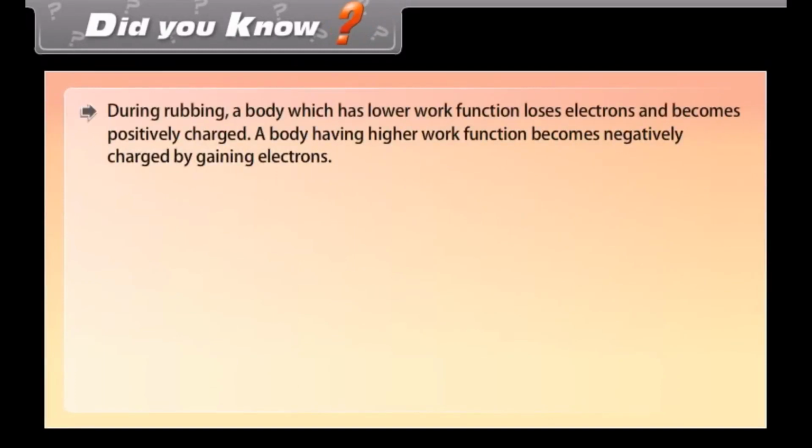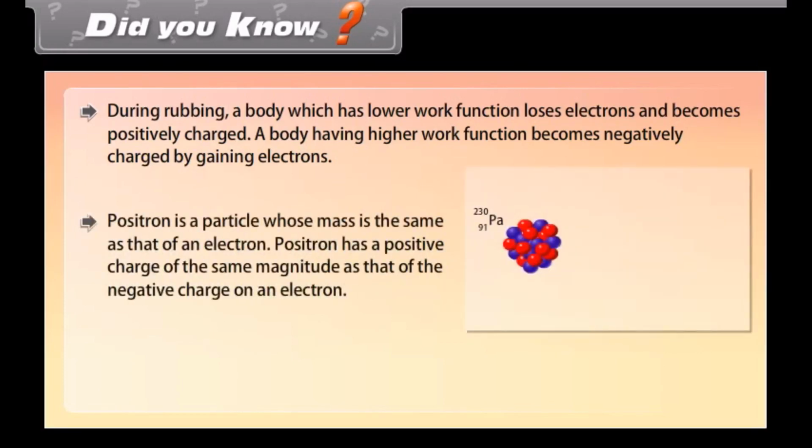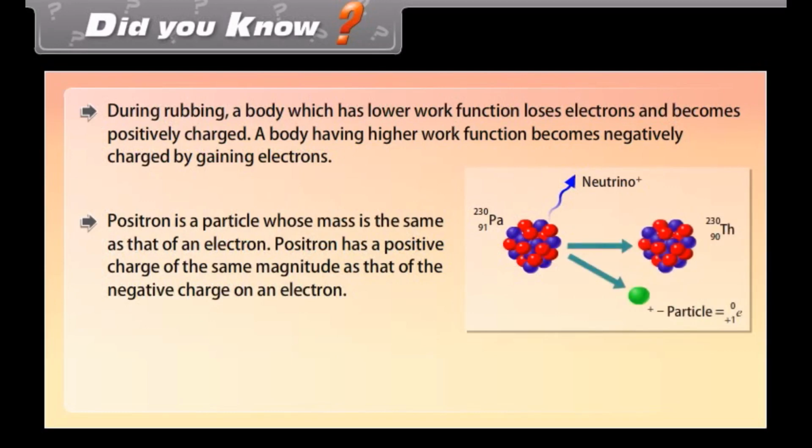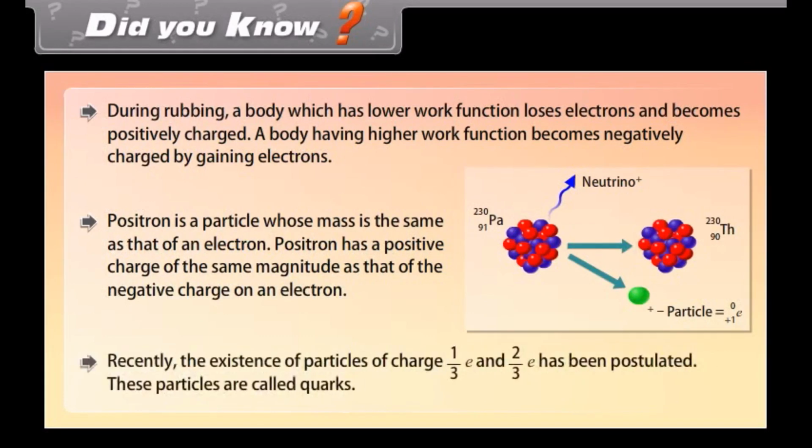Did you know? During rubbing, a body which has lower work function loses electrons and becomes positively charged. A body having higher work function becomes negatively charged by gaining electrons. Positron is a particle whose mass is the same as that of an electron. Positron has a positive charge of the same magnitude as that of the negative charge on an electron. Recently, the existence of particles of charge 1 upon 3 e and 2 upon 3 e has been postulated. These particles are called quarks.